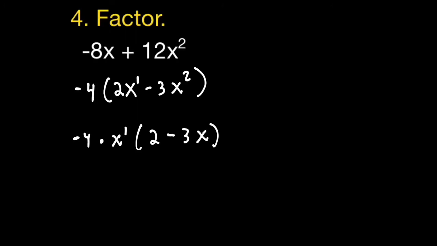We combine the factors here on the outside of the parentheses, giving me a total of negative 4x multiplied by a 2 minus 3x. And that would be the final factorization.